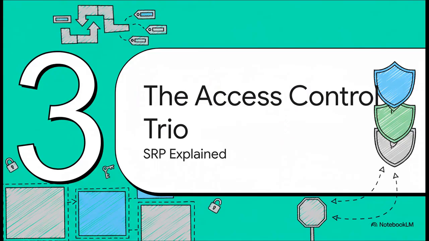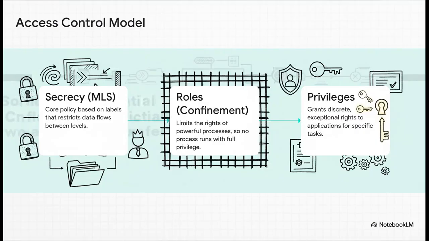All right, so we have our building blocks, labels, and zones. Now let's look at the three-part model that actually puts these tools to work and enforces the rules of the road. Now, for any exam, this is a key point. You can remember this model as SRP. Secrecy, roles, and privileges.